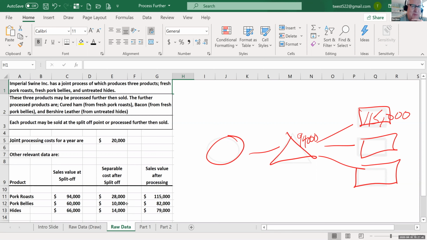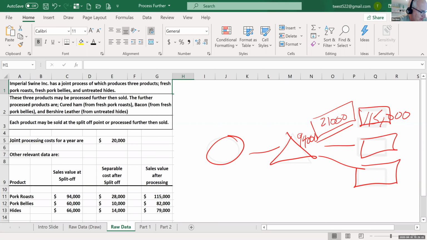So how does that give me my incremental revenue? That difference, the 115 minus the 94, is a $21,000 difference. Oh, okay. Well, then if I'm going to get extra money, I'll always want to process it further, right? Not necessarily.